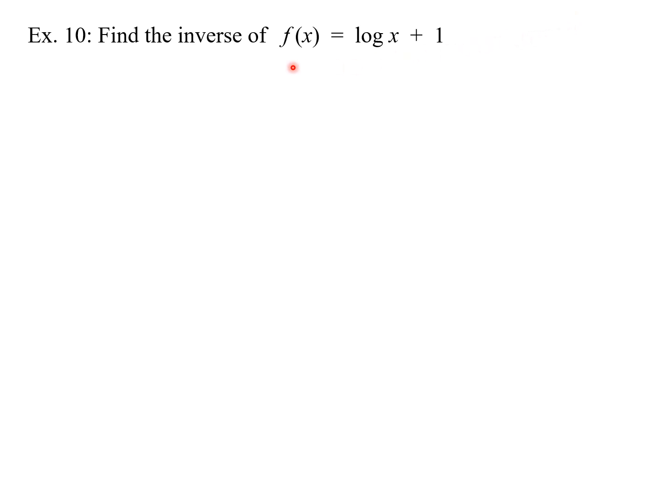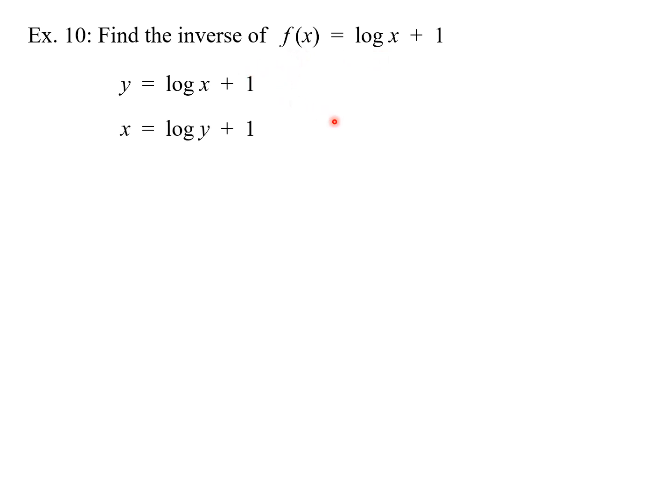Okay, now let's find the inverse of this. This is different now because the unknowns are no longer in the exponents, instead they're embedded in a log. But we do the same thing. We first write y in for f of x and then switch them.